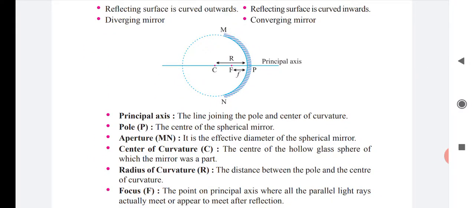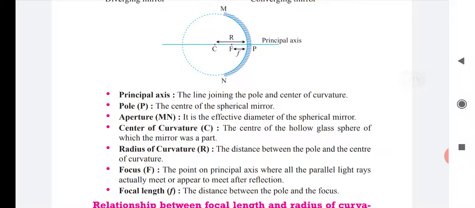Let me repeat it once again. First I explained the principal axis. It is the line joining the pole and the center of curvature. Next one is the pole, the center of the spherical mirror. Next one is the aperture. It is the effective diameter of the spherical mirror. Next is the center of curvature. It is the center of the hollow sphere, but it is not part of the mirror. And the radius of curvature is the distance between the pole and the center of curvature.